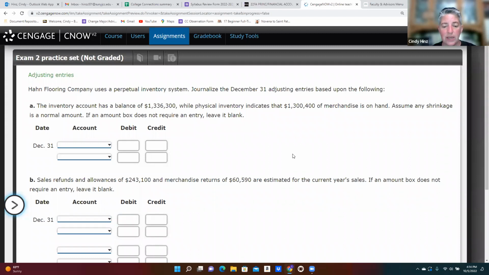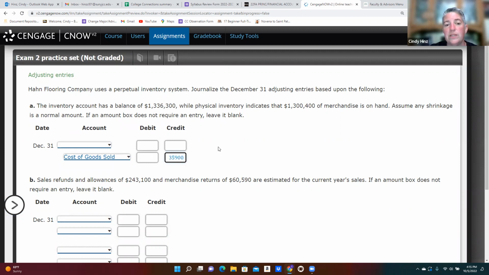but when they took a physical inventory, counted what they actually had and assigned a value to it, they found out that they actually had only $1,300,400. And so the difference between those is $35,900. That $35,900 represents their inventory shrinkage. It wasn't recorded as cost of goods sold, but they don't still have it. And so it does need to be adjusted. This is an adjusting entry to correct the inventory to match what we actually have.